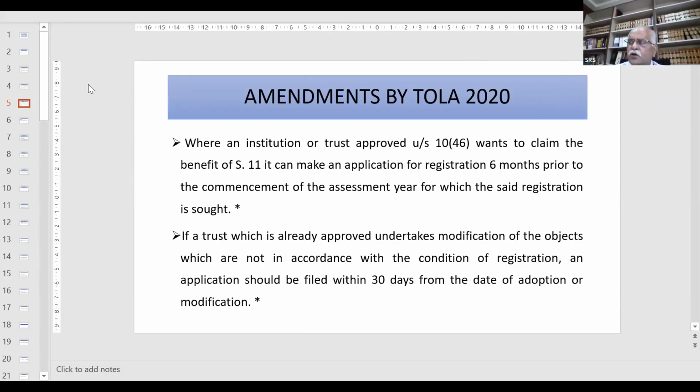See, for instance, if you are looking at a registration for assessment year 2026-27, then you have to make the application 6 months prior to the commencement of the year, that is 1st April 2026, means by 30th September 2025. You must make the application saying that I don't want to be under section 10(46). I want to come under section 11, so grant me registration.